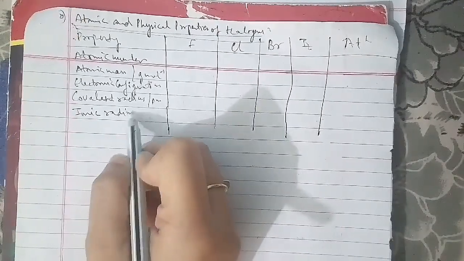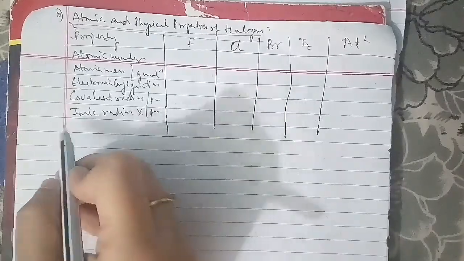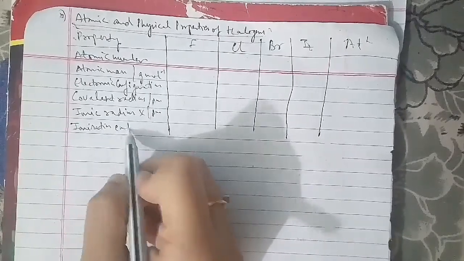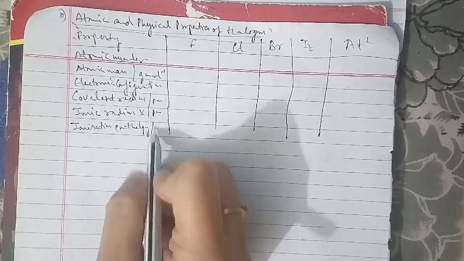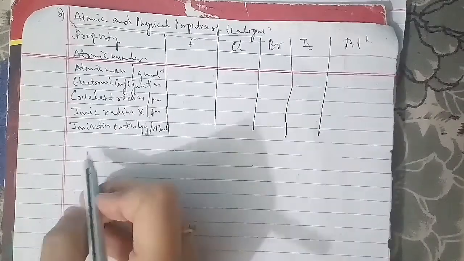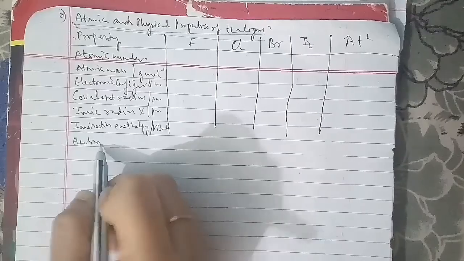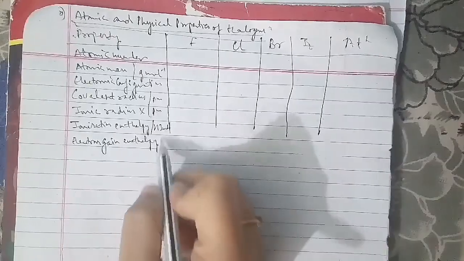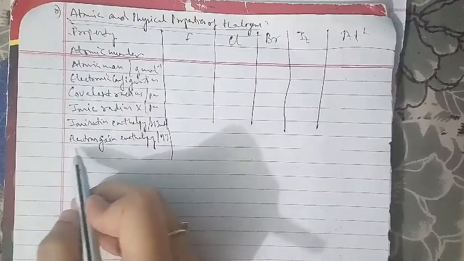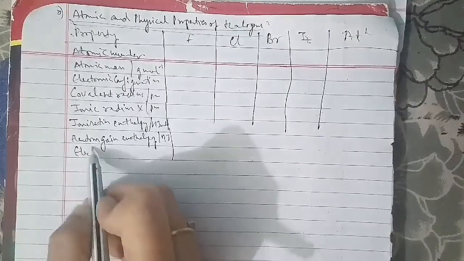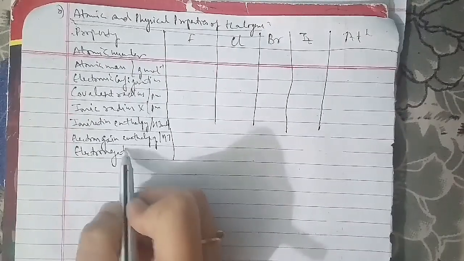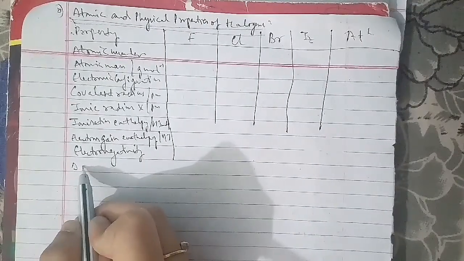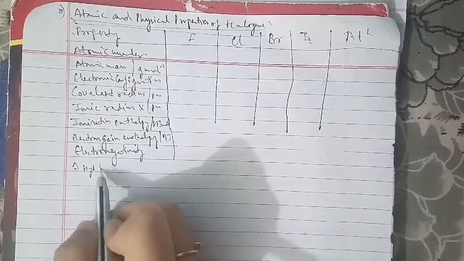Then ionization enthalpy, which is per kJ mole inverse. Then electron gain enthalpy per kJ mole inverse, and of course electronegativity, and then we'll have to discuss the delta H hydration of X minus per kJ mole inverse here.